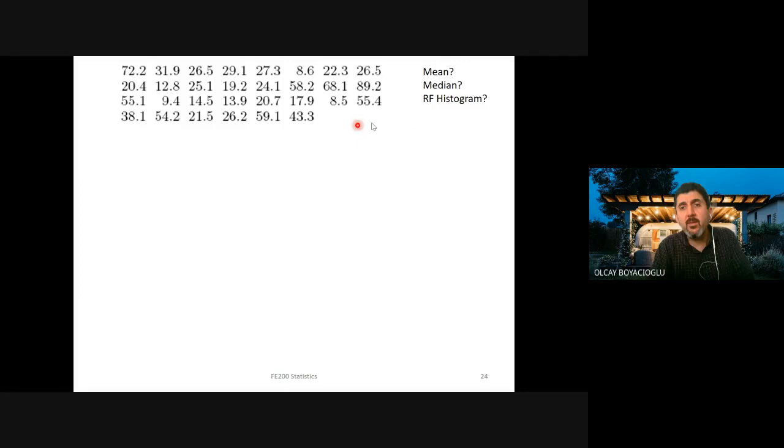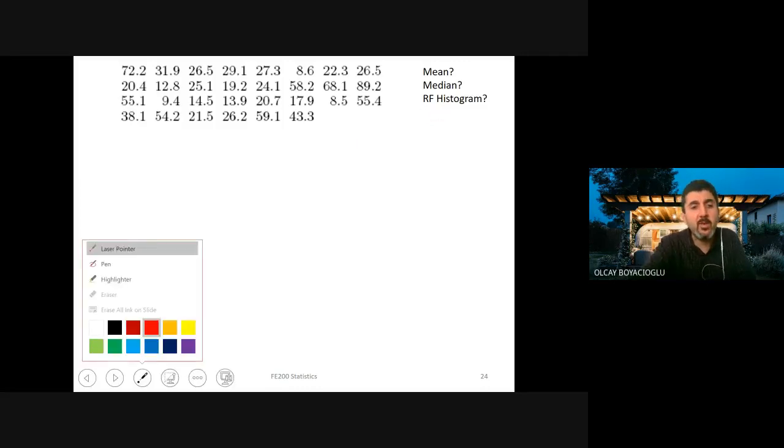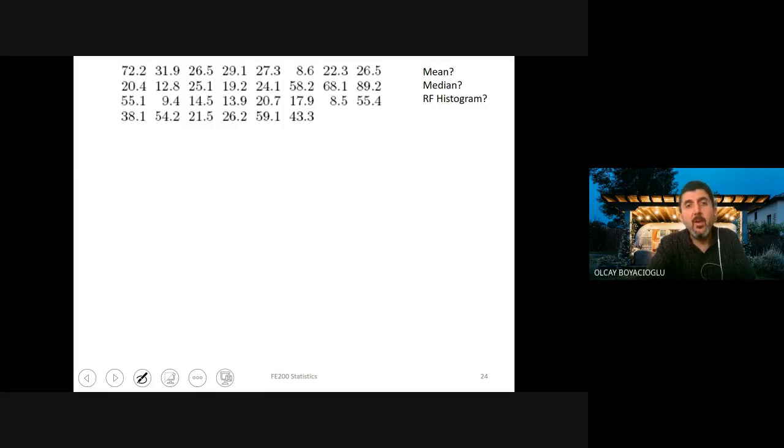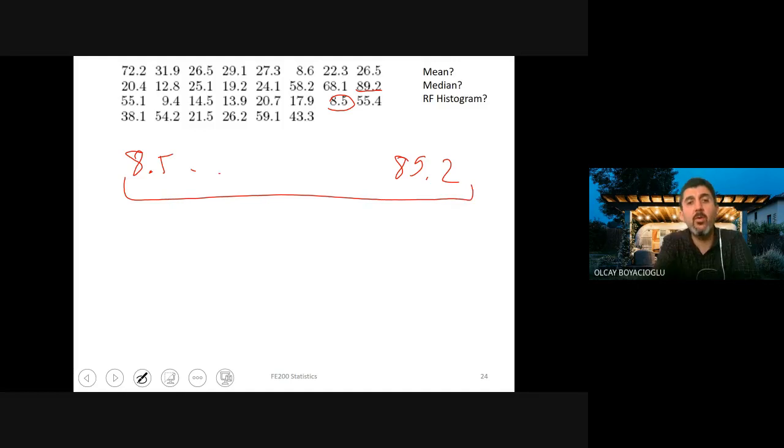So based on that relative frequency histogram, how do we approach this? First of all, let's look at the smallest number. The smallest number is 8.5. Let's find that one. And then what else do we have? We have the largest number. The largest number is here, 89.2. Now let's think about it. This is the range of the data set, and all the other numbers are between these two values.